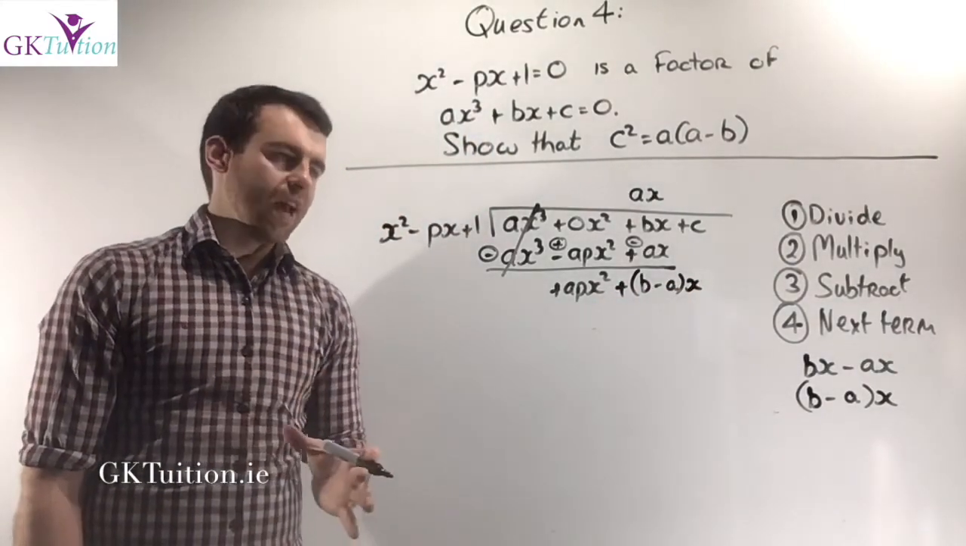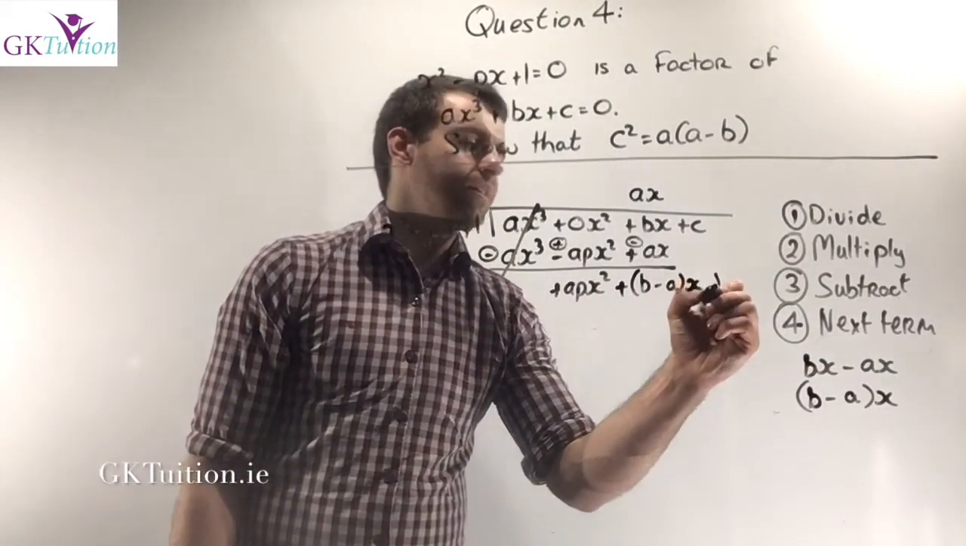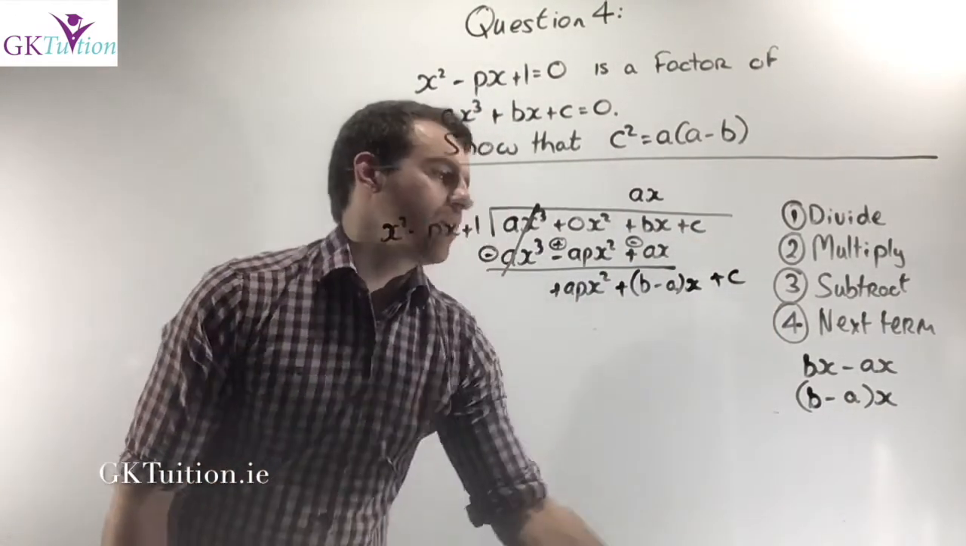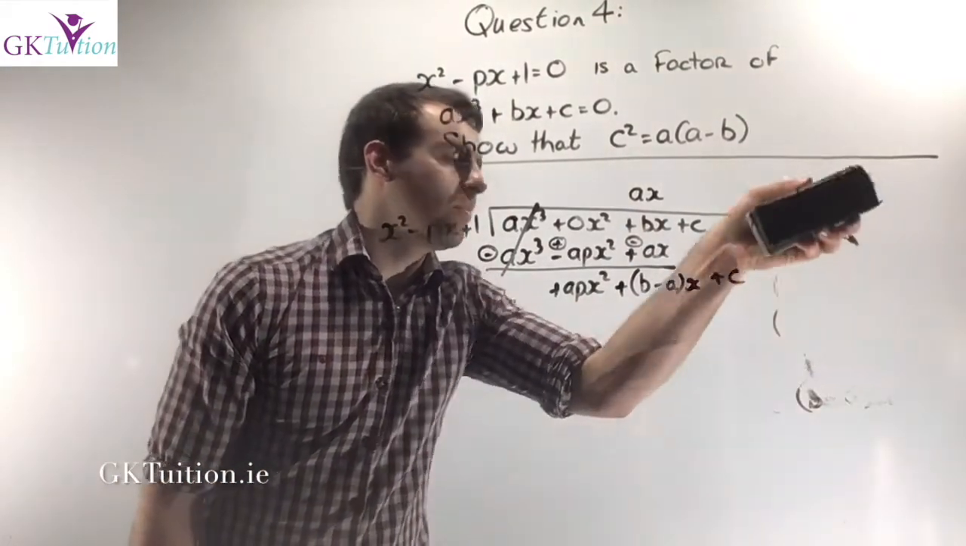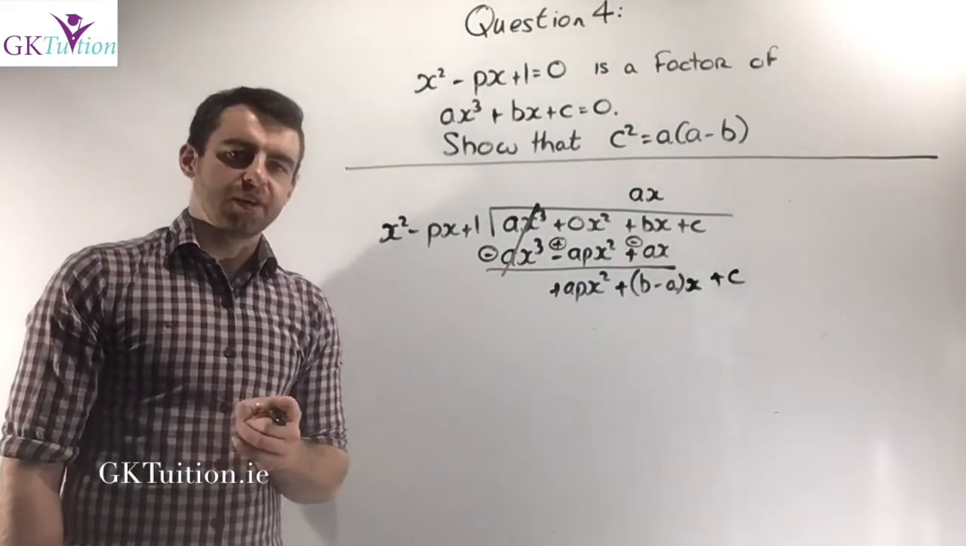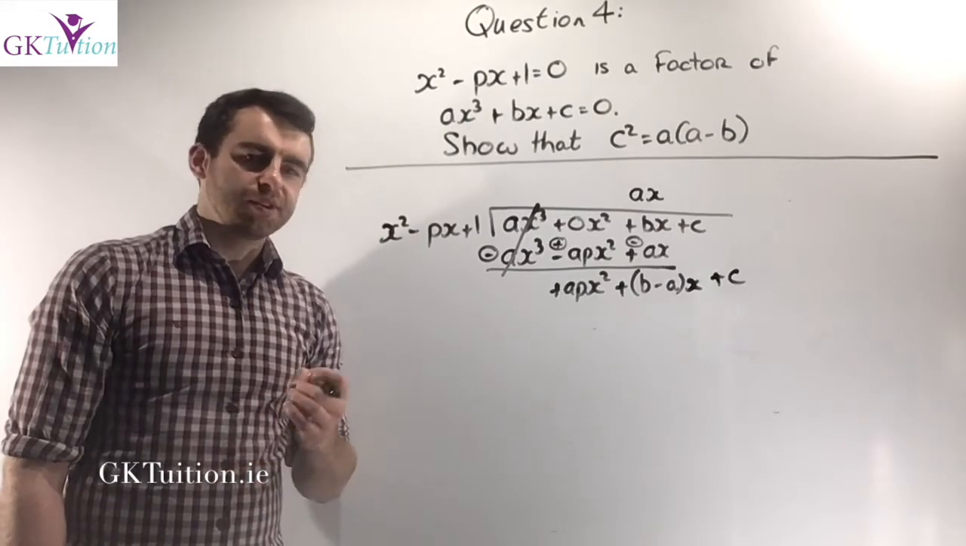And the fourth step that we need to do is we simply take down the next term, which is a plus c. Once again, just for the sake of having a bit more space, I'm going to wipe out my steps here. And now I just start my process all over again. The first thing I need to do is divide.